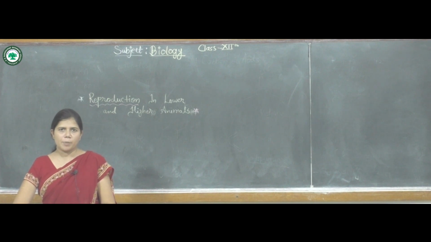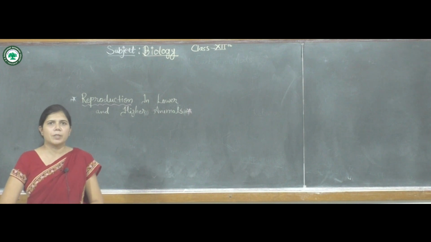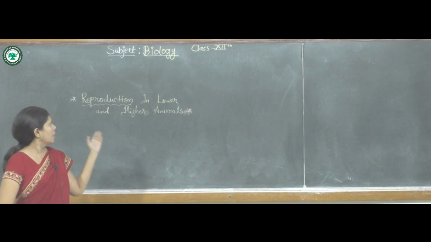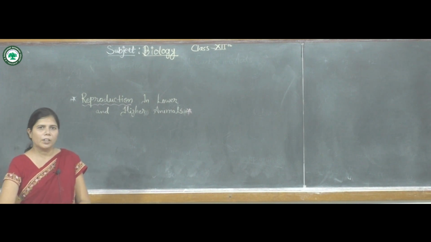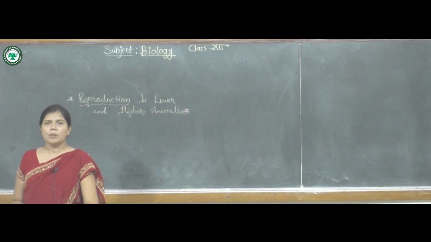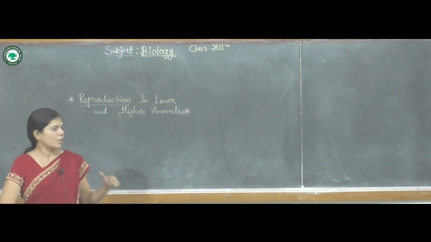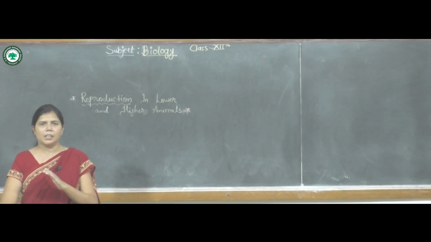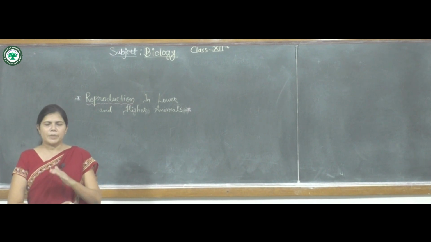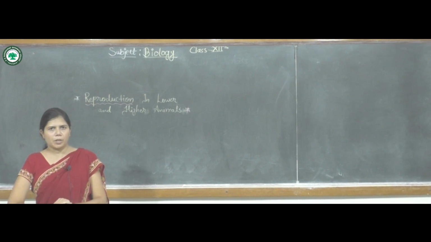Today we will discuss a chapter from biology, I mean a chapter from zoology. The chapter name is reproduction in lower and higher animals. So let us start. What is reproduction? Now let us crack the word reproduction. Reproduction means re, which means again and again, and production. It is simply known as reproduction.